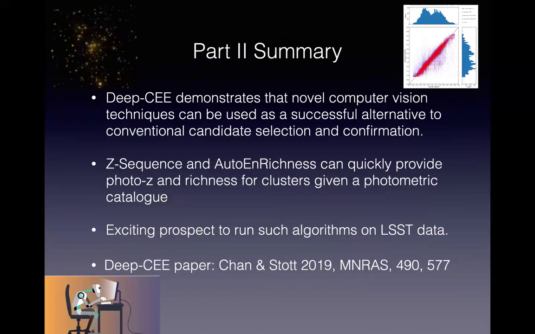So the summary of part 2. DeepSea demonstrates that novel computer vision techniques can be used as a successful alternative to conventional candidate selection. Then Z-sequence and AutoRichness can get you a photometric redshift and potentially a cluster mass as well. I'd be interested to run this on LSST potentially. And that's the original DeepSea paper there.